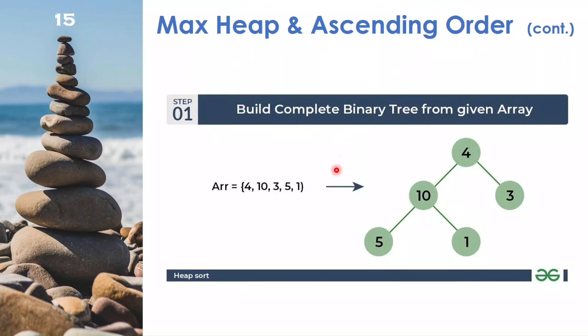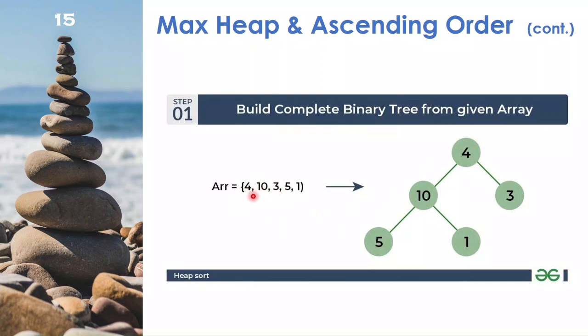So just an example for max heap in ascending order. This is the array that we are given, 4, 10, 3, 5, 1, right? So we're going to build a complete binary tree out of this, and then we're going to heapify it. So this is a complete binary tree. It's 4 and its children are 10 and 3.